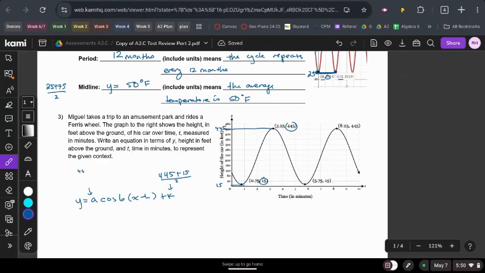So 445 minus 15 all over 2. So my amplitude is going to be 230, nope.